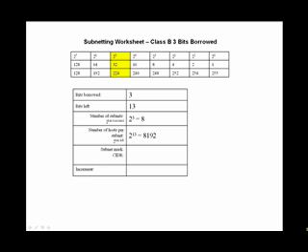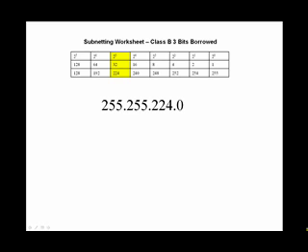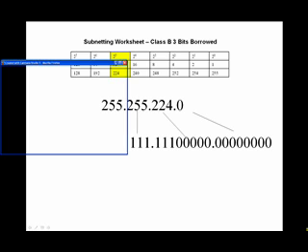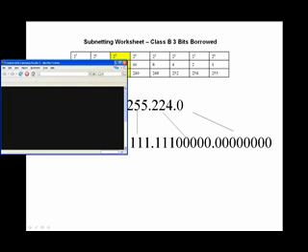My subnet mask I'm going to get from the table, and remember I'm only affecting that 3rd octet now because I've only borrowed 3 bits. So I will have my subnet mask be 255, 255, 224, and then 0.